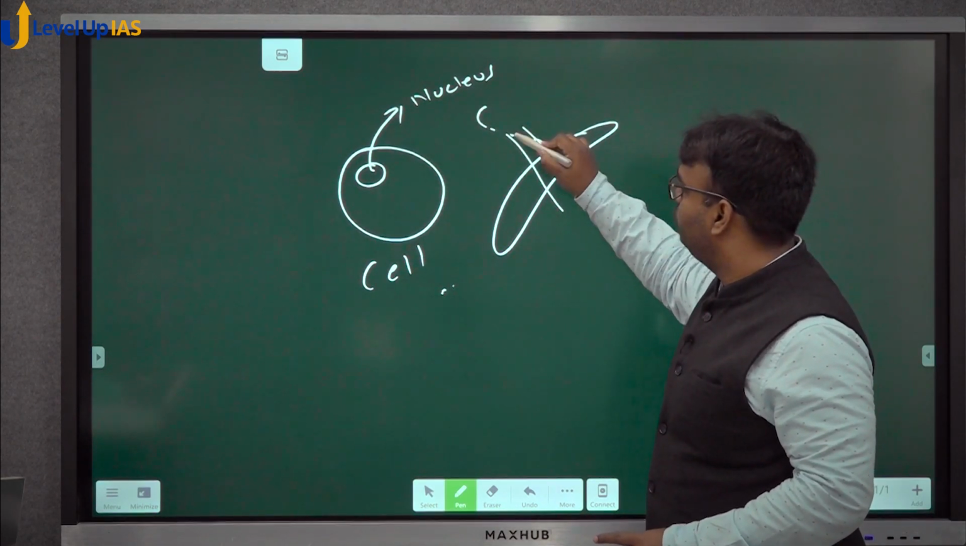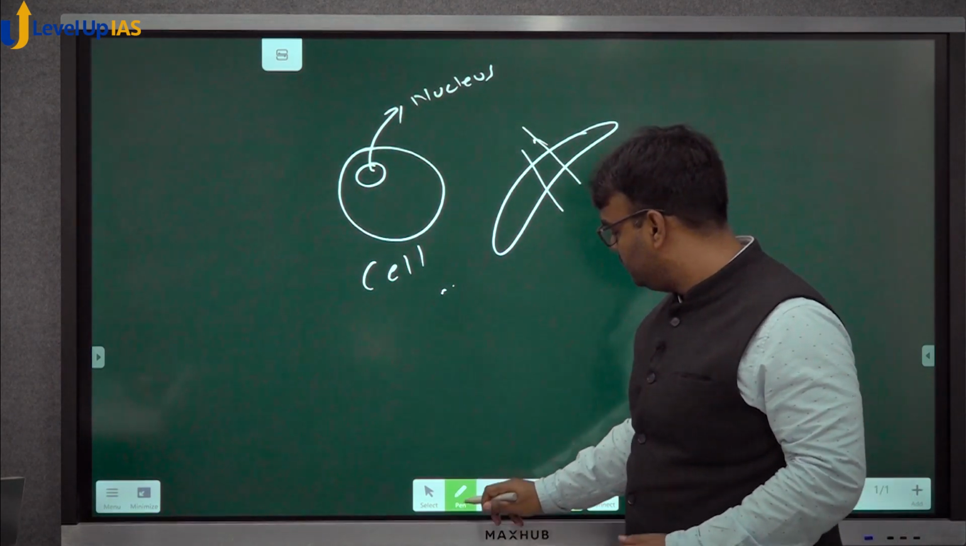What the hell? Why did it become an eraser suddenly?